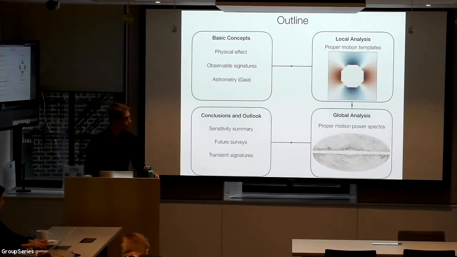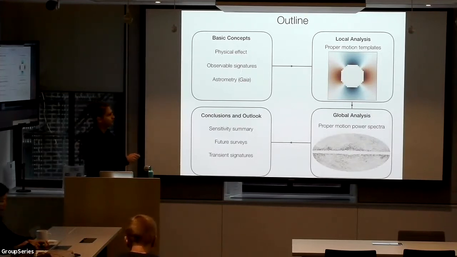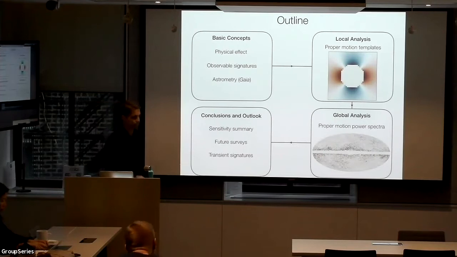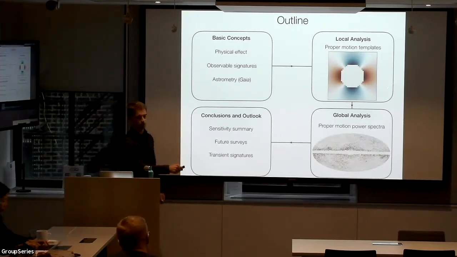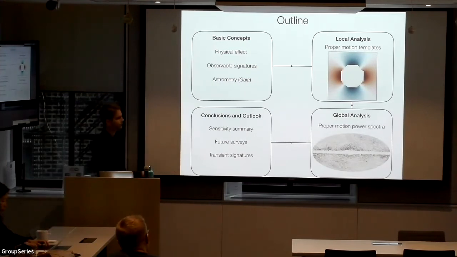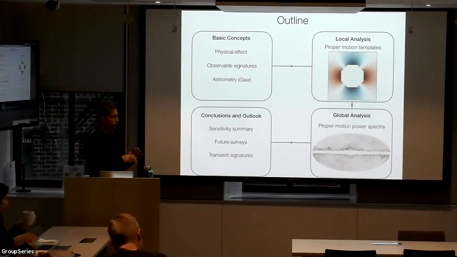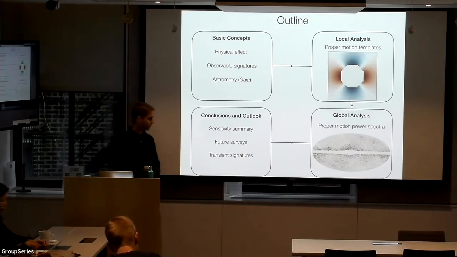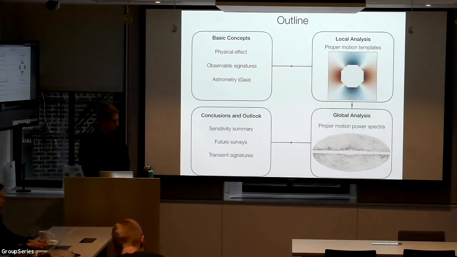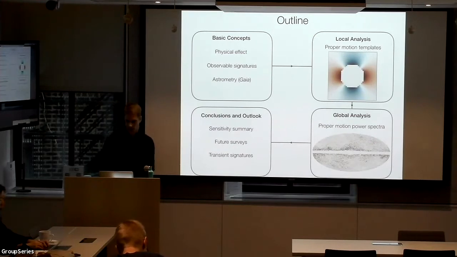So this is the outline of my talk. I will present the basic physical effect first, and what the observable signatures are. I will then talk about the local analysis that is appearing on the archive tonight. Tell you a little bit about the global analysis that looks for global populations of subhalos. And then I'll conclude with a future outlook with sensitivity summaries, with future data sets and future surveys, and some of the other transient signatures that you can do with those that are currently not yet possible.